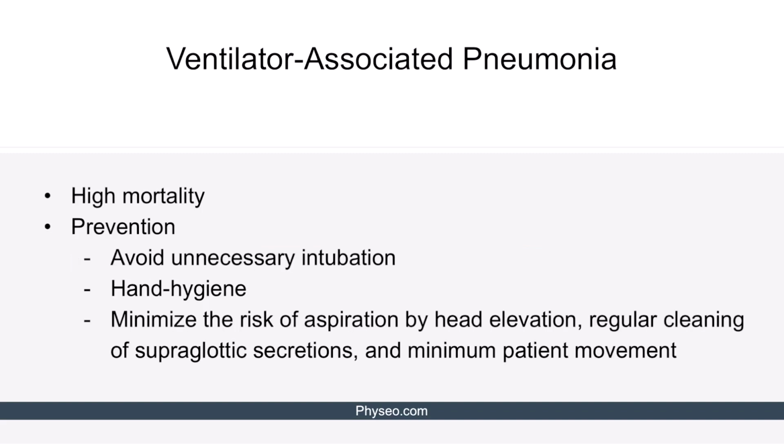Importantly, ventilator-associated pneumonia has a very high mortality, and so prevention is extremely important. First of all, intubation should only be done when necessary, and patients should be weaned off as early as possible. So we should avoid unnecessary intubation. Additional preventative measures include proper hand hygiene and minimizing the risk of aspiration by head elevation, regular cleaning of supraglottic secretions, and minimum patient movement.